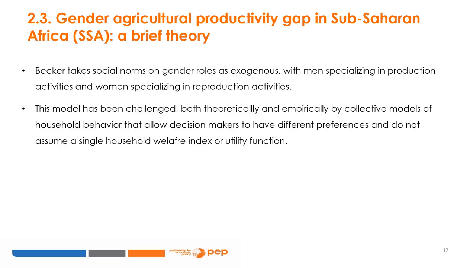Becker takes social norms on gender roles as exogenous, with men specializing in production activities and women specializing in reproduction activities. This model has been challenged, both theoretically and empirically, by collective models of household behavior that allow decision-makers to have different preferences and do not assume a single household welfare index or utility function.